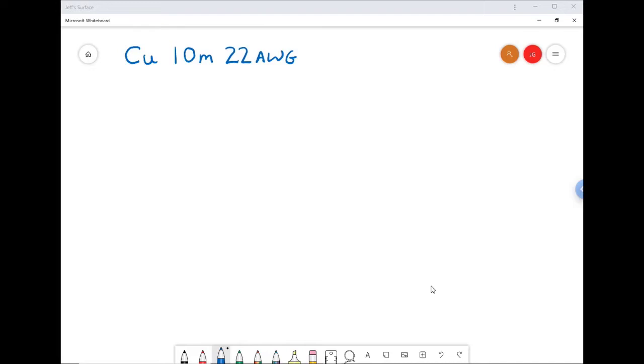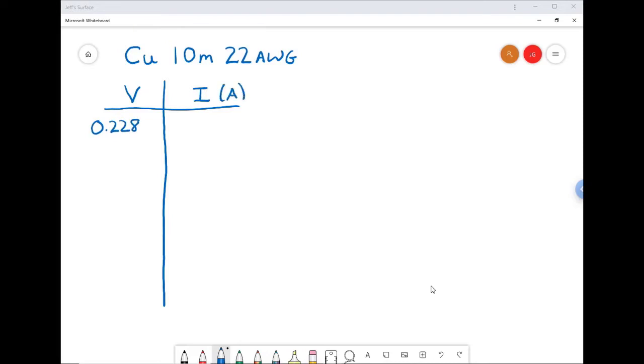So for this wire, we systematically varied the voltage and measured that voltage and the corresponding current that it resulted in. We have a data table of this data, and here it is. At 0.228 volts, the current in amperes was 0.42. At 0.320 volts, the current was 0.60 amps.